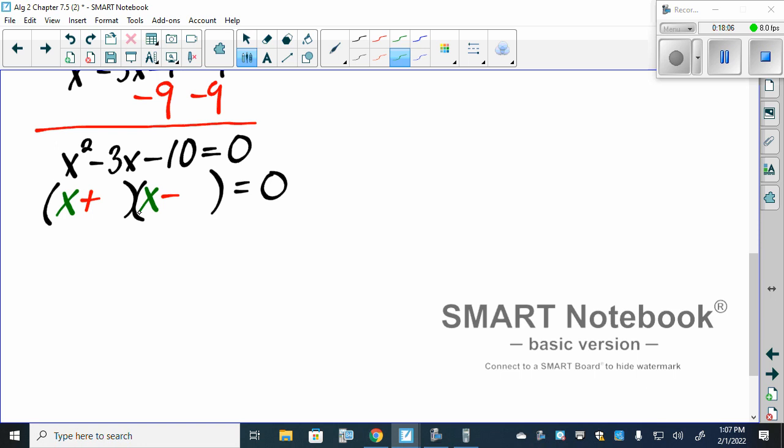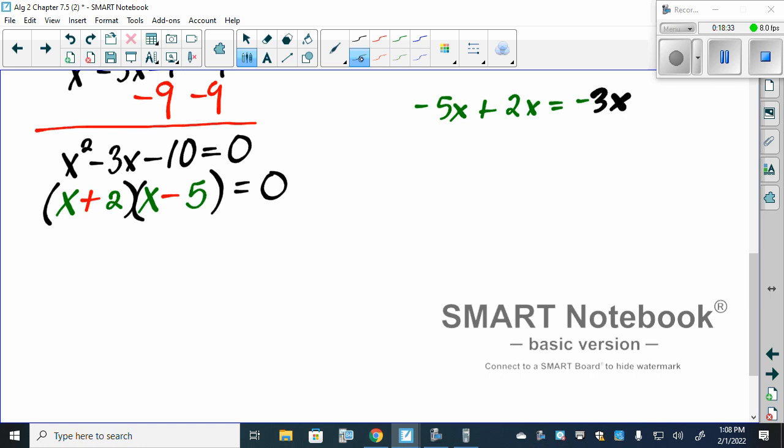Which one would be positive? 2 would be positive and 5 would be negative. And these would be the set of factors at work. Because if we multiply through, we would get negative 3x. Because x times negative 5 would be negative 5x. 2 times x would be plus 2x. And negative 5x plus 2x is a negative 3x, which is the middle term that we wanted.